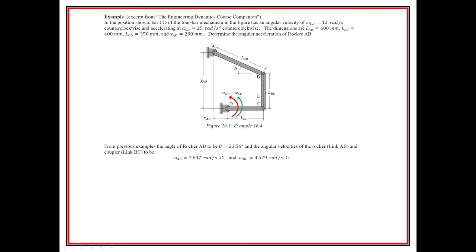So that's going to be which one right here? We find that this one is going this way with omega AB. And then we would find omega BC was coming this way, right? So now we have these velocities, and now we have to do an acceleration analysis.